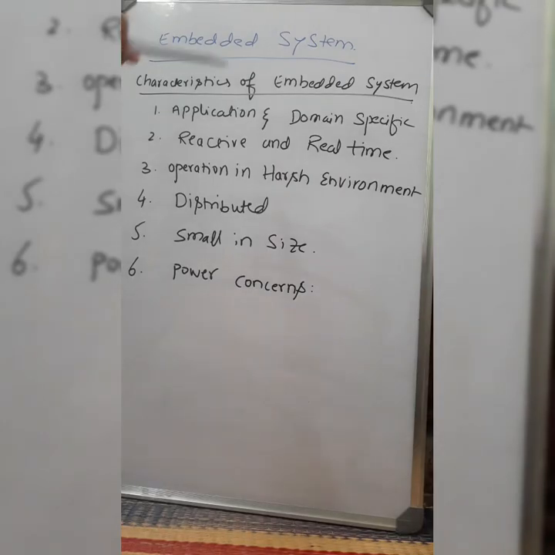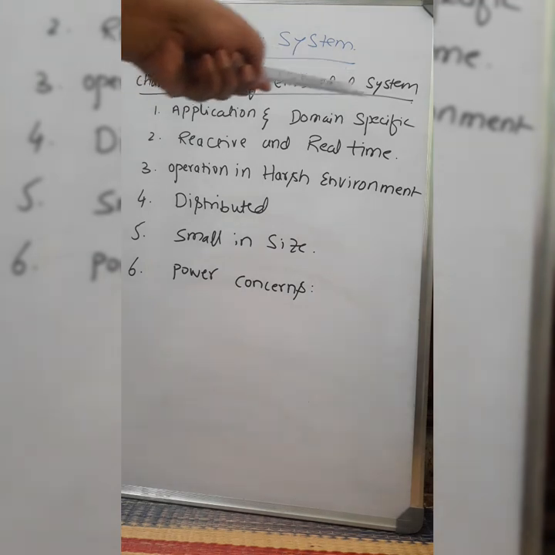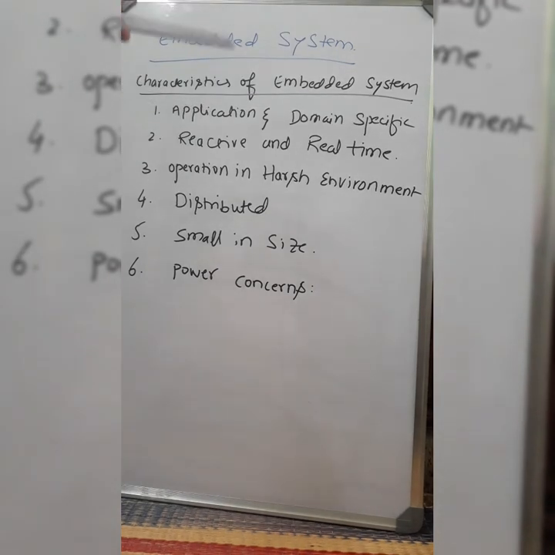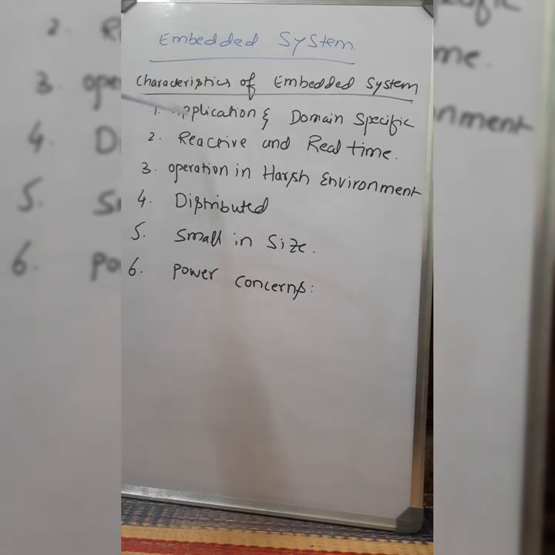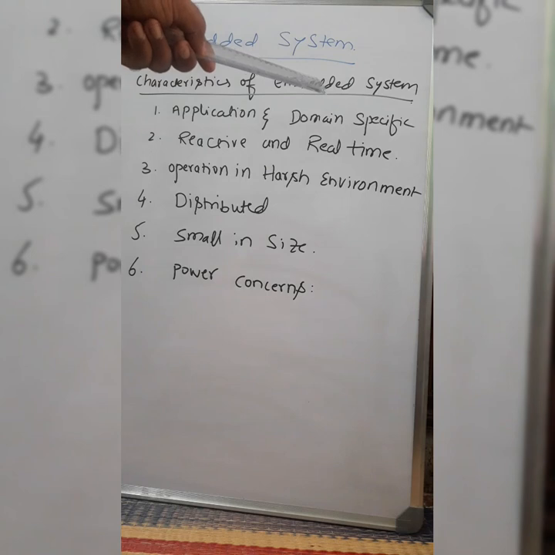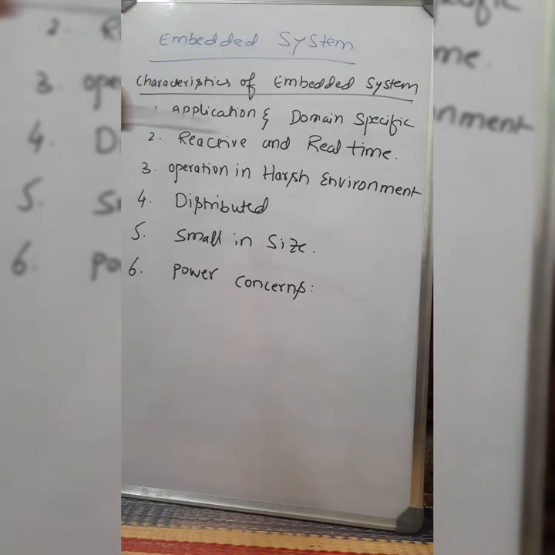Let us see the characteristics of embedded system. First characteristic is application and domain specific. That means embedded system is designed for a particular field, for a particular application, not other than that. It cannot work for other than the application and sector or the field for which it is designed.